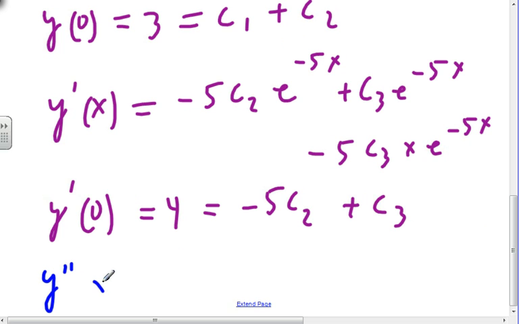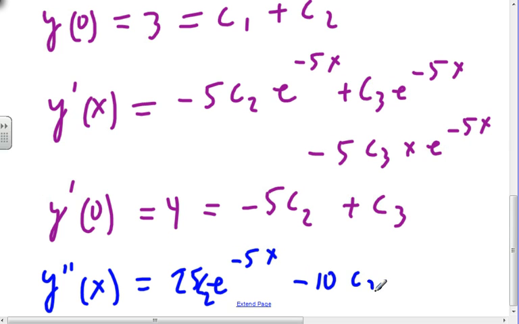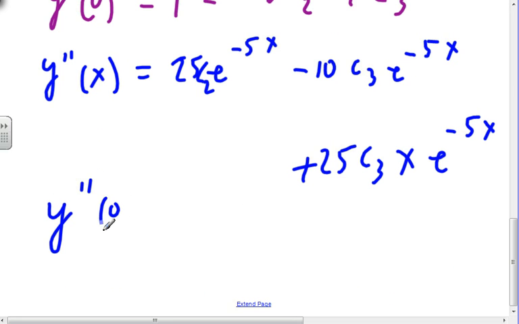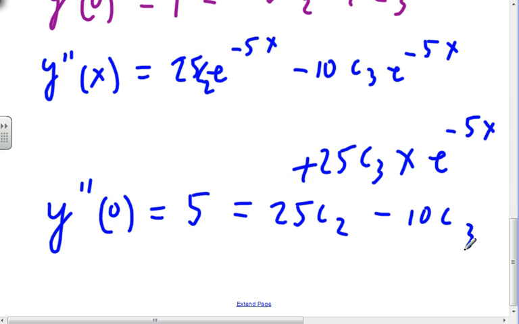Y double prime of x is 25 c2 e to the minus 5x. I have minus 5, I have another minus 5, for a minus 10 c3 e to the minus 5x. And then I've got a plus 25 c3 x e to the minus 5x. And y double prime at 0 is 5, which is going to be 25c2 minus 10c3.